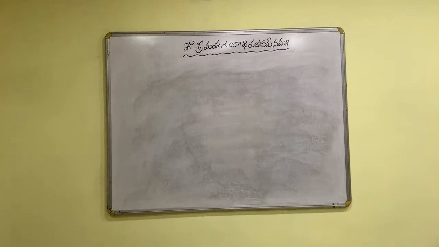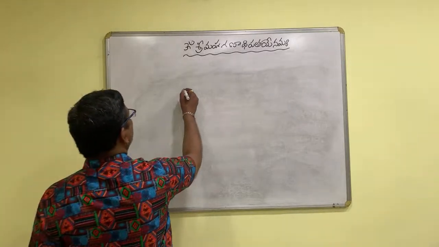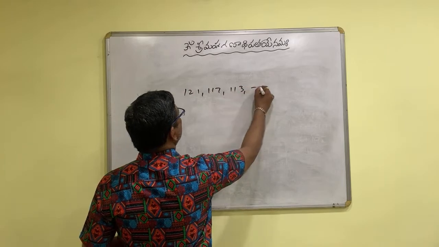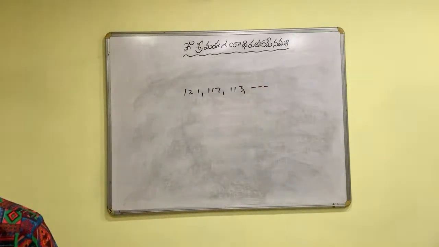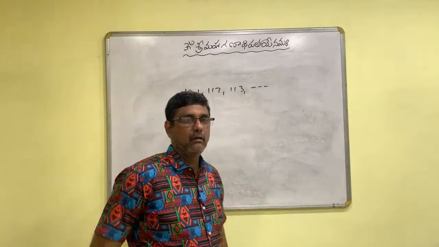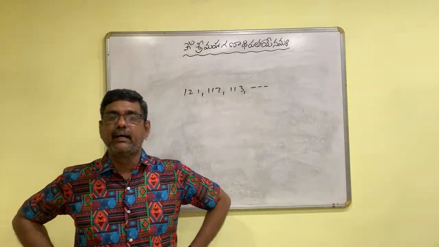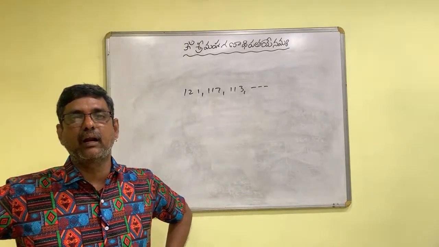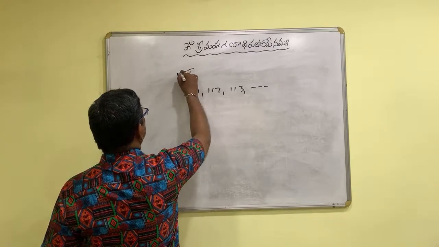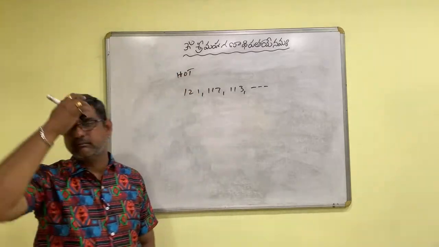Which term of the AP 121, 117, 113, and so on is its first negative term? First negative term. Important model. Higher order thinking. Make it hard. This is a hard, higher order thinking question.